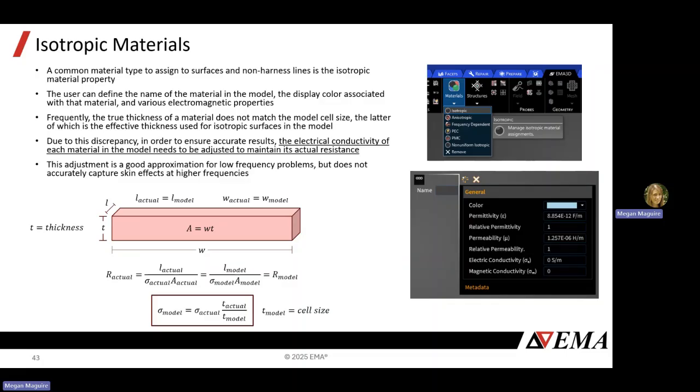So what you want to do is modify the parameters that you input into the model to account for this. Basically, the calculation is that you want the actual resistance to be the same as the model resistance. You can achieve this by scaling your actual conductivity by the ratio of the actual thickness of your surface to the model cell size. And this would be your simulation conductivity that you then input for the material.